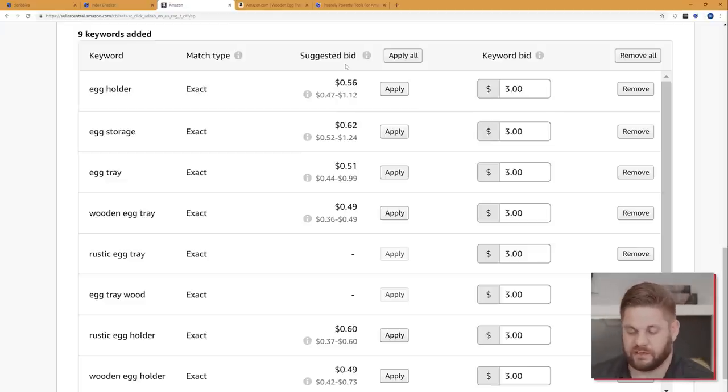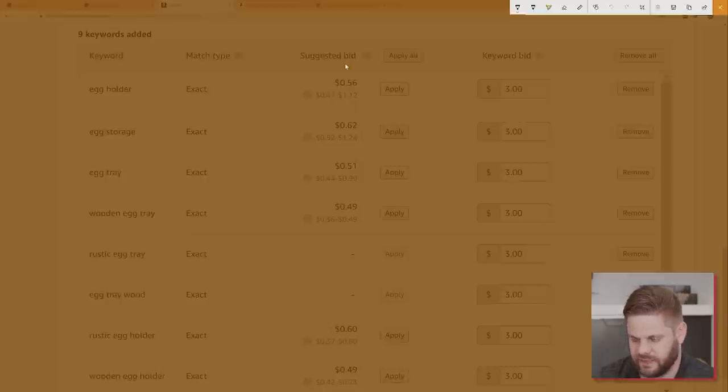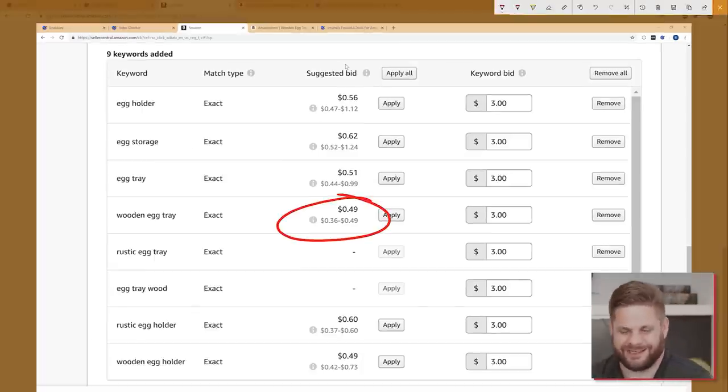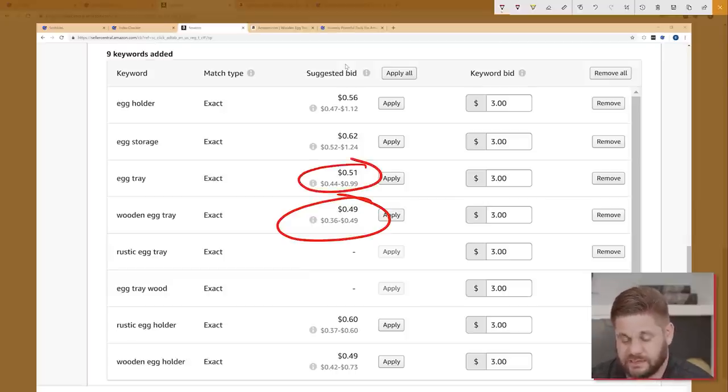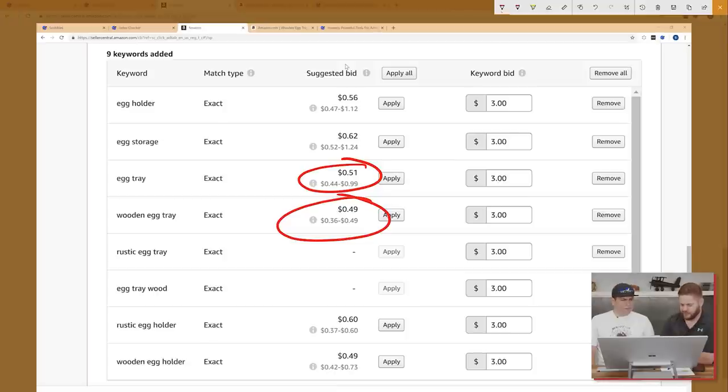Wooden egg tray, they're saying between 36 and 49 cents a bid. I suspect this will be higher. We'll see how close I am. There are some things like egg tray, 44 to 99 cents. Remember, egg tray is very broad. There's a lot of people indexing and selling on egg tray. I think it's going to be much higher than that. Yeah, there's a lot of variables here.